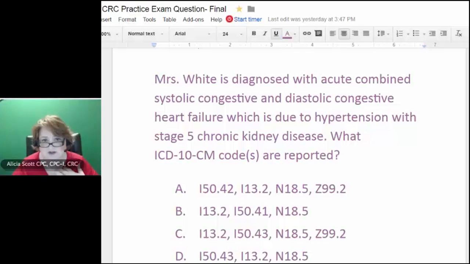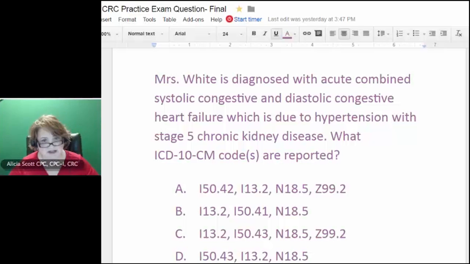So the things that jump out at this particular scenario is that we have something that's acute. Acute is a red flag term. The fact that the person has systolic and diastolic congestive heart failure should be a red flag that there is a code for systolic congestive heart failure and there's a code for diastolic congestive heart failure. Is there a code for a combined? Maybe. And whenever you see the term "due to," bam, red flag, because that is pertinent. There's a causal relationship there.